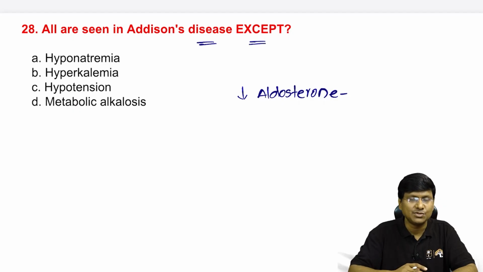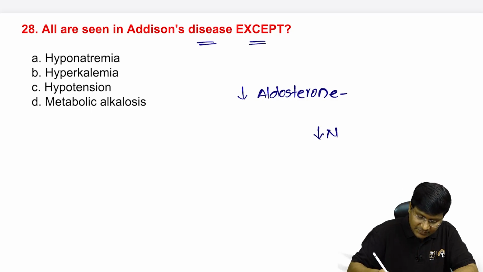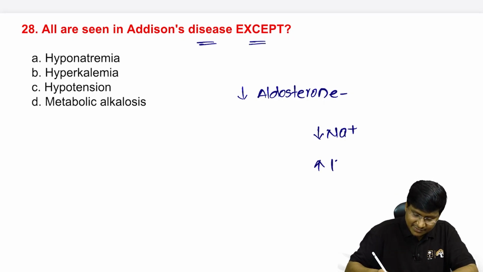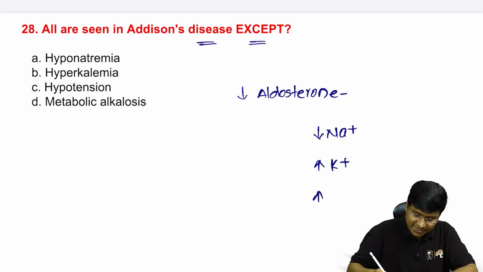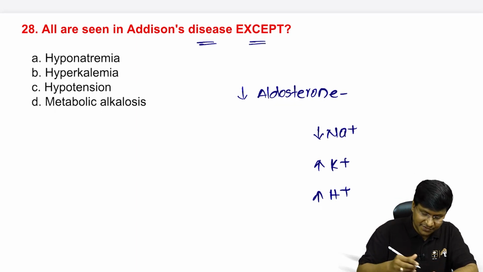Now, when aldosterone is reduced, sodium retention does not occur, and that results in hyponatremia. When there is aldosterone deficiency, potassium excretion does not occur, and that results in hyperkalemia. H+ ion excretion does not occur, and that results in acidosis. So these are the electrolyte changes you will have whenever there is aldosterone deficiency.